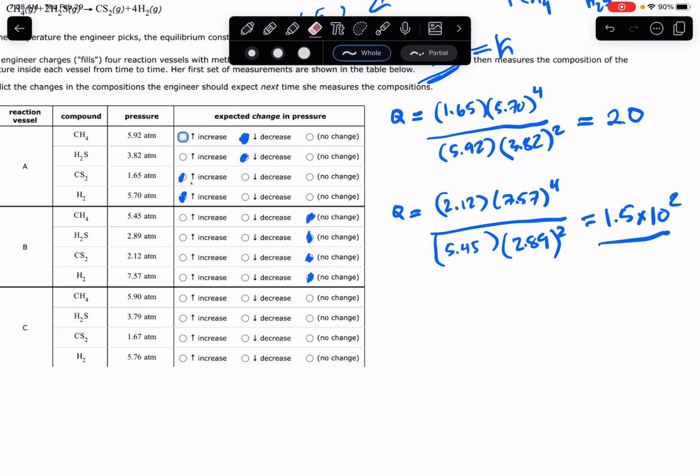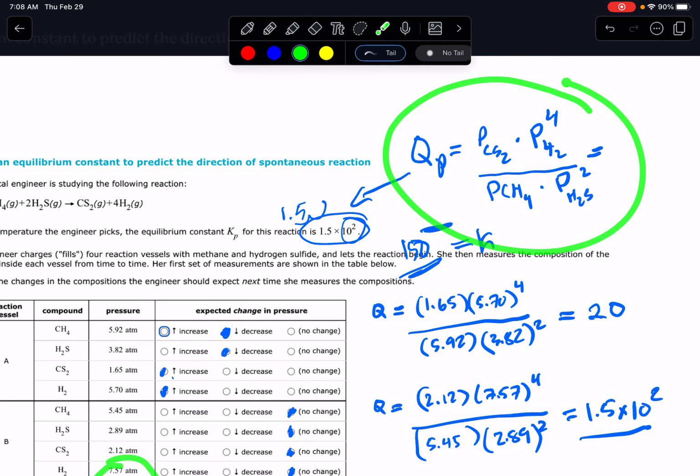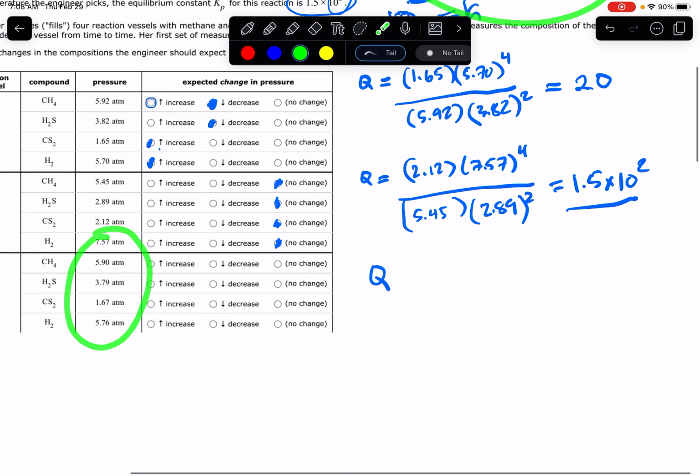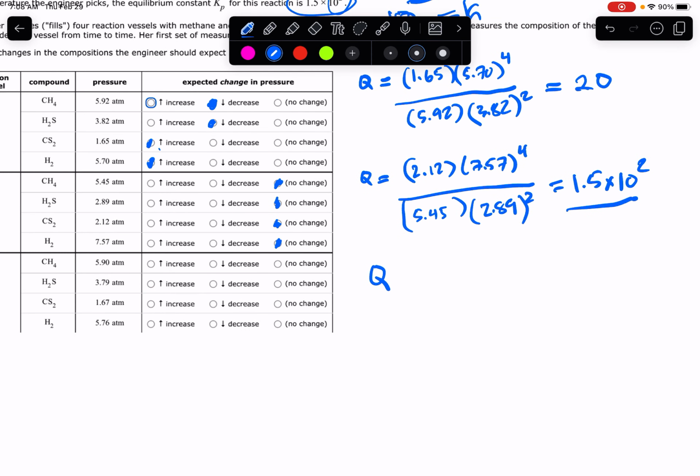So let's try the last one here. Again, what are we doing? We're taking these values right here and plugging them back up into our Q expression up here. So what are we going to plug in right now? We're going to plug in 1.67. And notice here that I'm not putting any units in.